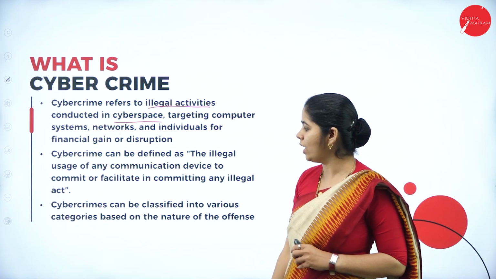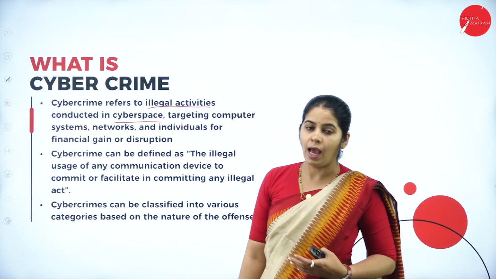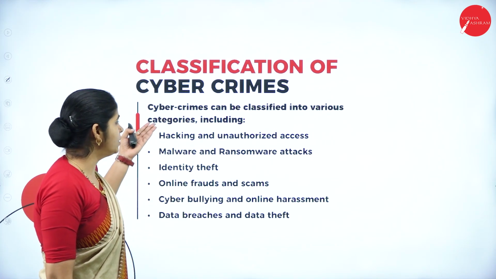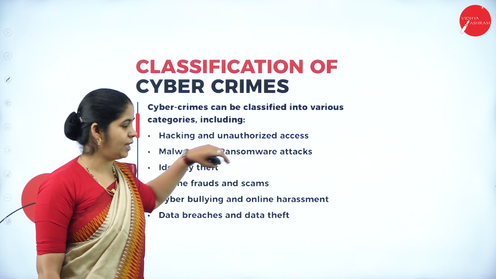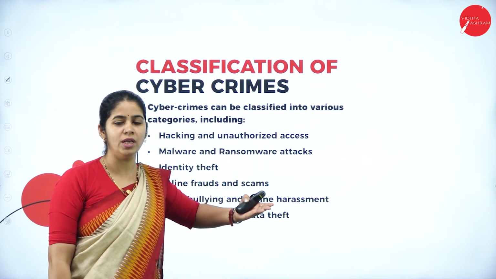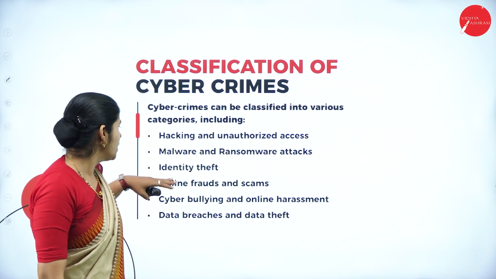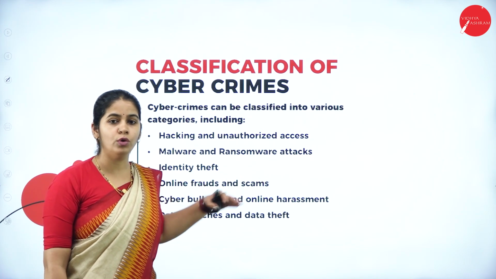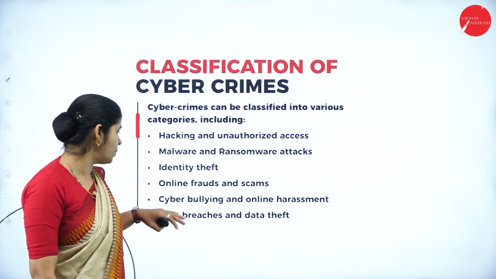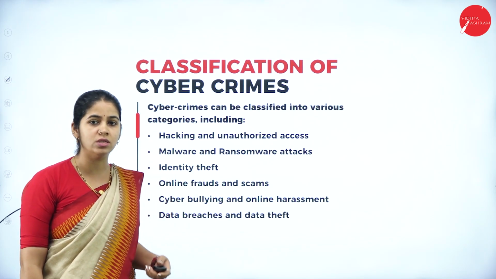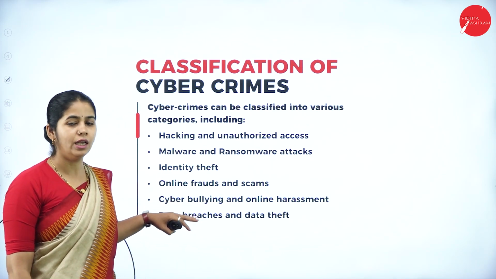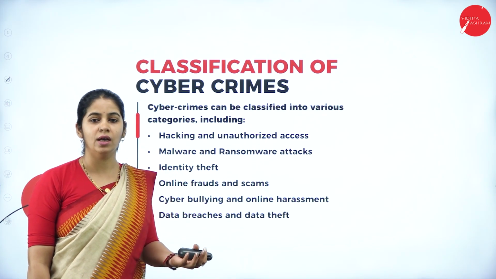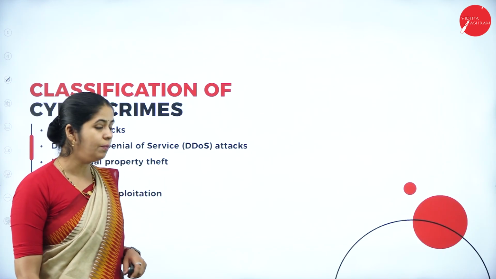Cybercrime can be classified into various categories based on the nature of the offense. As different offenses exist, depending on that, cybercrime has been classified into different categories. Some of the classifications are hacking and unauthorized access; malware and ransomware attacks, which means putting some software into the system and getting the information; and identity theft, taking the identity of some individual. Then online frauds and scams, done for financial benefits; cyberbullying and online harassment, using harsh words, stalking and demotivating someone; and data breaches and data theft, changing the data over the internet and getting the data without consent.